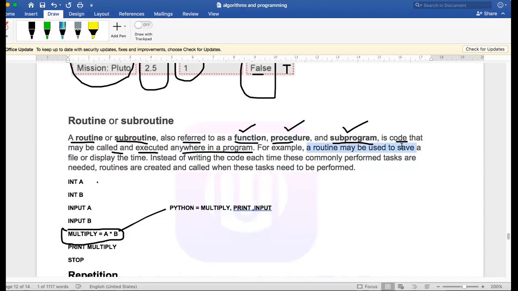For example, a routine may be used to save a file or display the time. Instead of writing code each time these commonly performed tasks are needed, routines are created. Likewise, if I'm going to write print time, the time is already stored in Python, so Python displays the current time. In this way, the user can use the built-in functions in the program. So this is called a subroutine, function, or procedure.